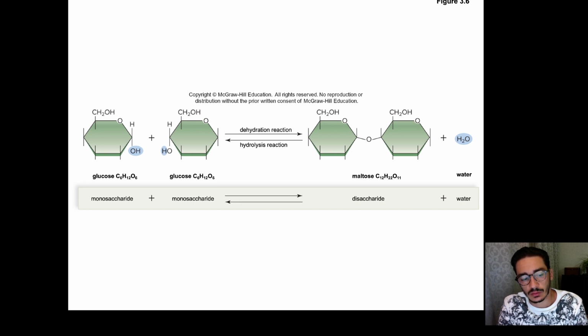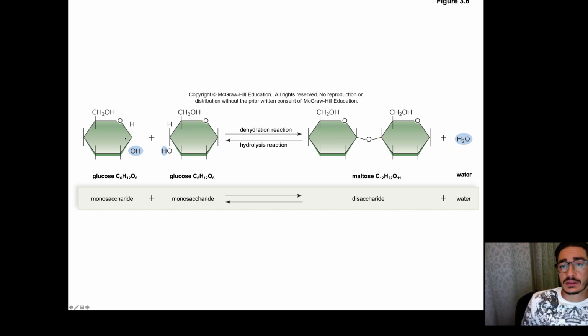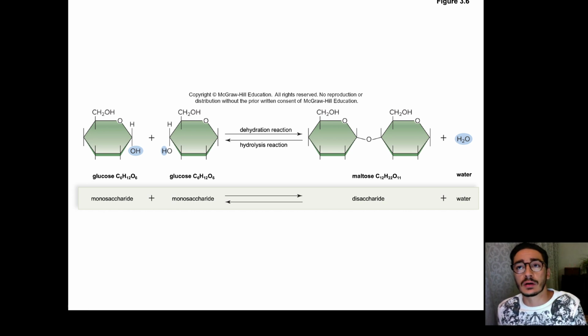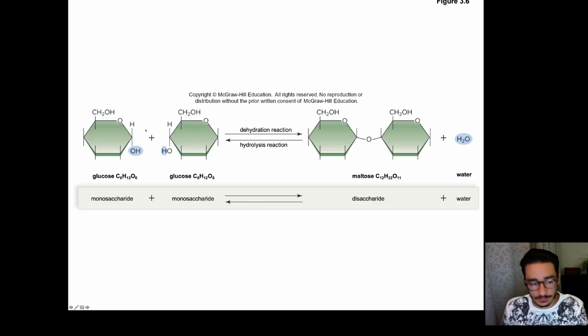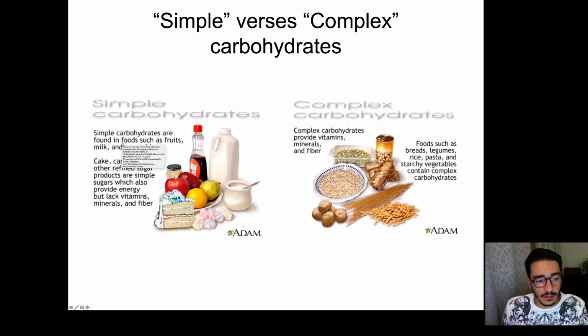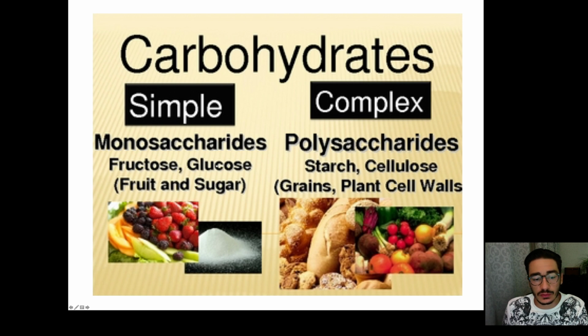So this is one molecule of glucose. This one glucose is an example of a simple sugar, right? So this is a simple one. One more time: fructose and glucose are simple sugars.